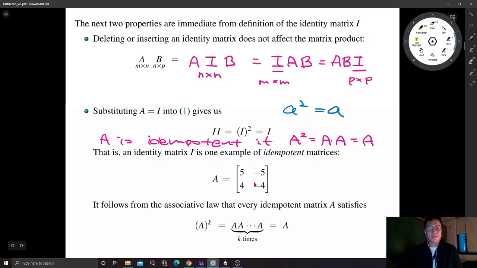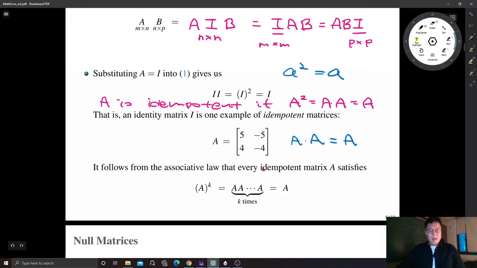Here's one example. A is given by this 2 by 2 matrix, and I'm not going to compute its square, but you can self-verify that A squared, so A times A, is the same as the original matrix. Okay, so that is one example of an idempotent matrix. It has nothing to do with the identity matrix. Right? It is still an idempotent matrix. All right.